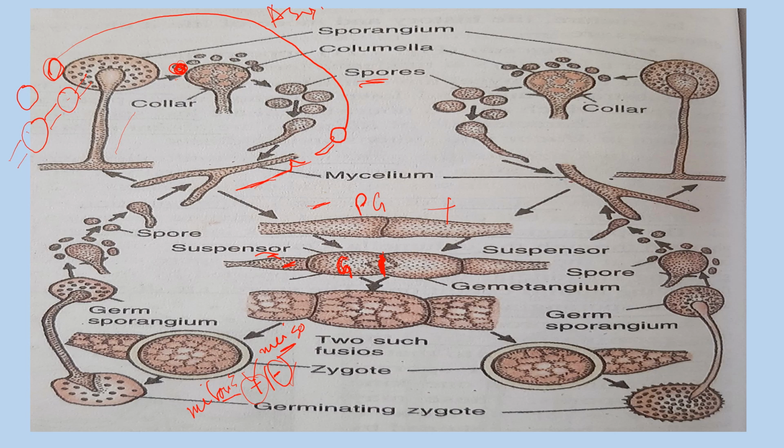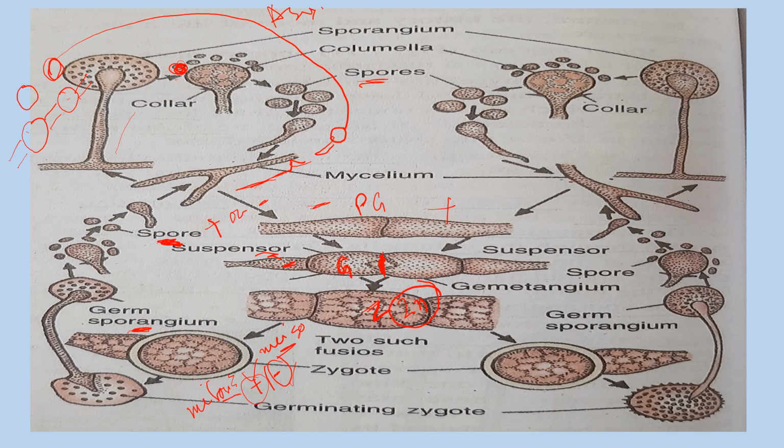And this sporangium contains many spores. So this is the germ sporangium. The zygote germinates and produces the germ sporangium, which has many spores, and all these spores are either positive or negative, and these spores again germinate to produce the mycelium. So this is the entire life cycle.